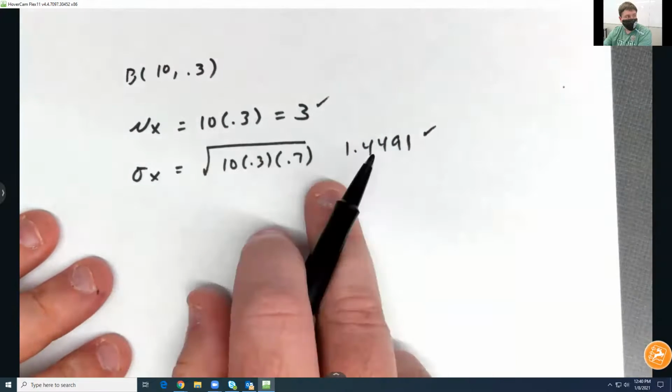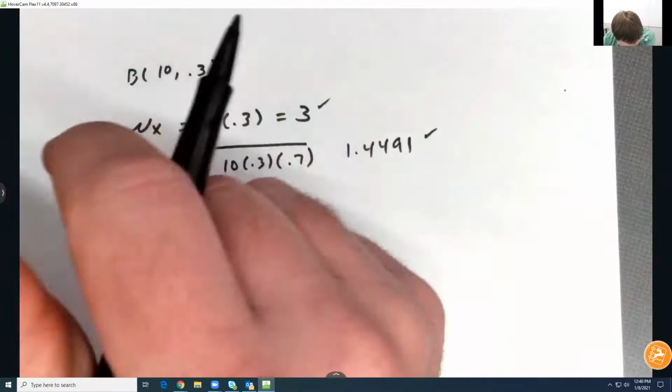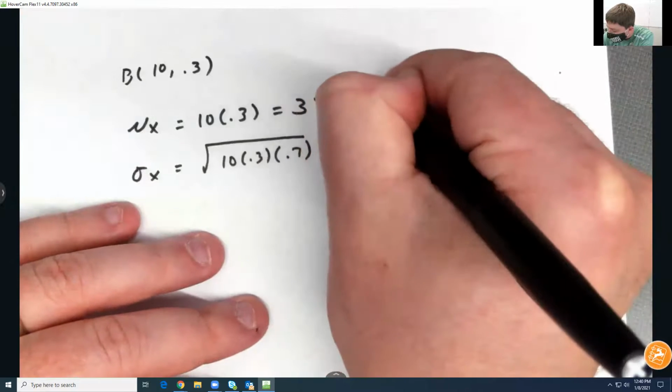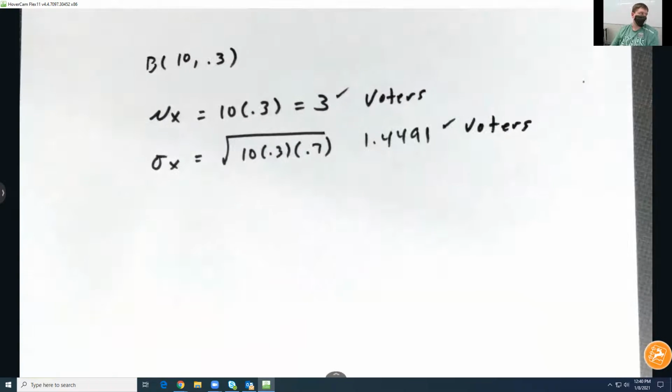Now, with these, because you're now actually talking about individuals, you need to say voters or whatever. So in this case, that's what they use for the title. So don't forget your labels on these things because these are actual numbers now, not percentages. So I would expect 3 voters with a standard deviation of 1.4491.